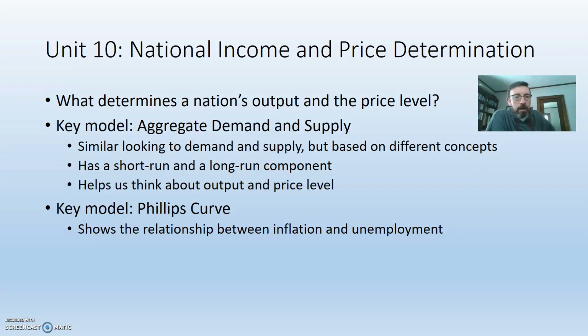The key model we're going to look at is called aggregate demand and supply. It's literally the most important model of the semester. You're going to be drawing it many, many times and using it for analysis quite a bit. It looks just like supply and demand in many ways. It has an upward sloping aggregate supply curve and a downward sloping aggregate demand curve, but it's not at all based on things like marginal cost or marginal benefit. So it has different reasons for why it looks the way it does, but it shifts, it has an equilibrium, so you're going to feel pretty comfortable working with it. But in terms of truly understanding it, it's going to take a little bit of work on your part.